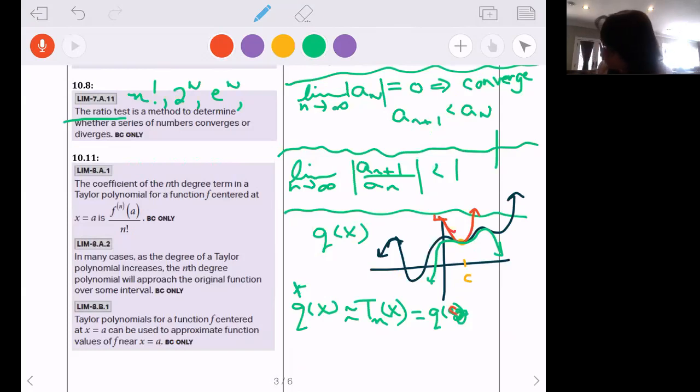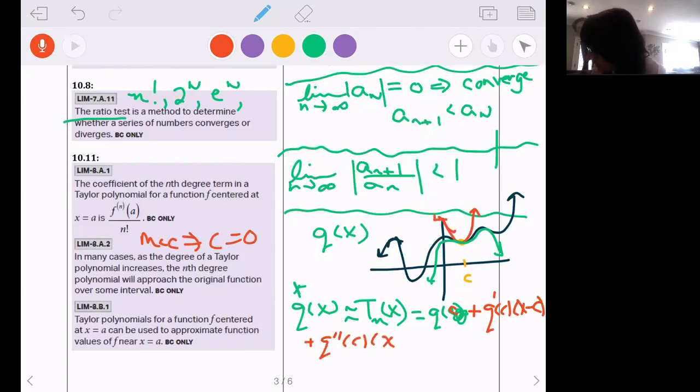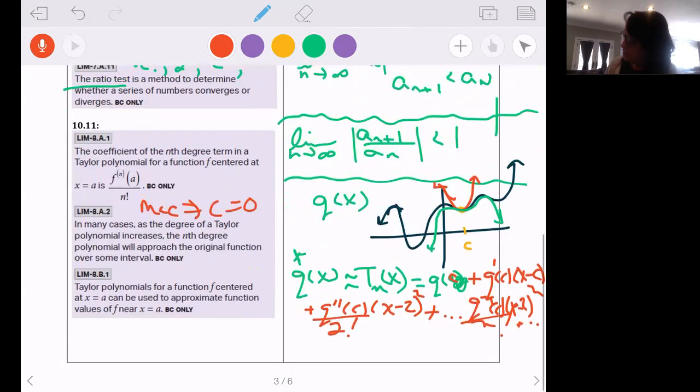All right, then we do plus q prime at C, the first derivative, x minus C, again, if it's Maclaurin, C equals 0, over 1 factorial plus the second derivative evaluated at C times x minus C over 2 factorial plus dot, dot, dot, the nth derivative at C, x minus C, sorry, to the nth over n factorial, dot, dot, dot.